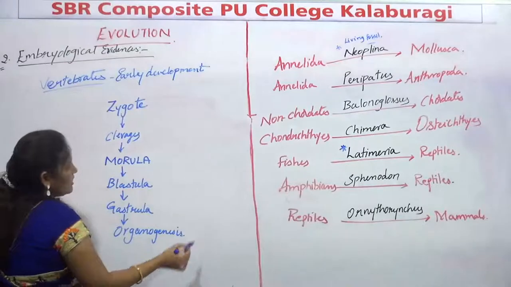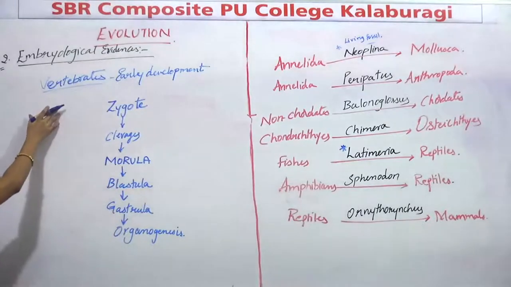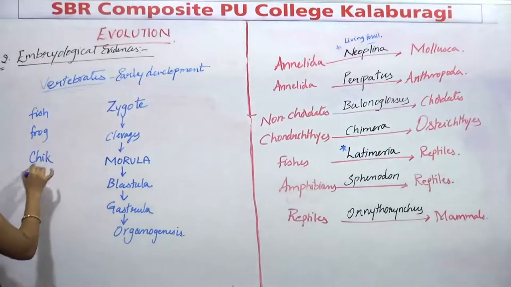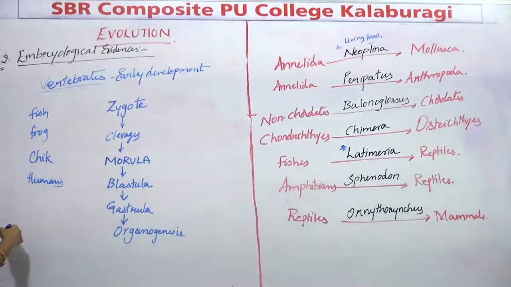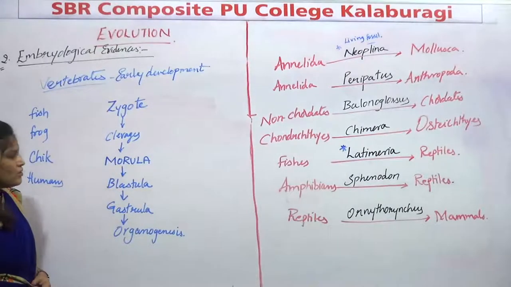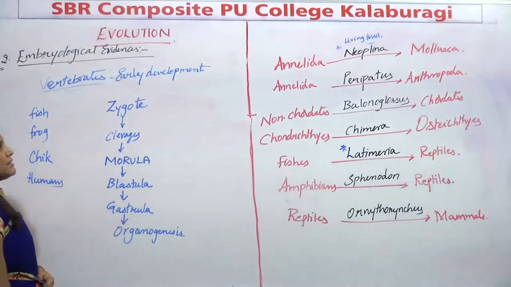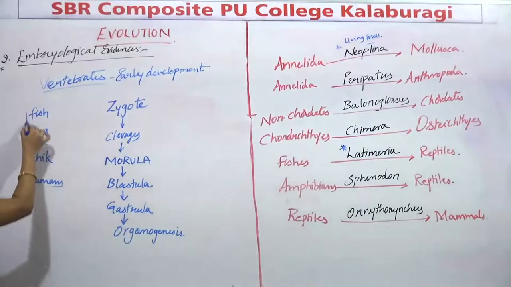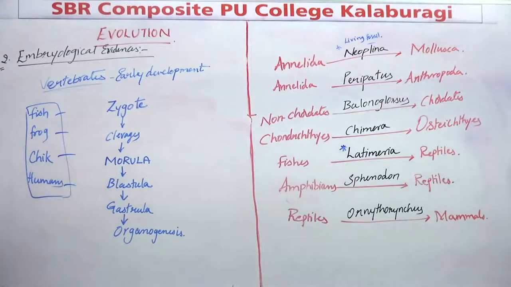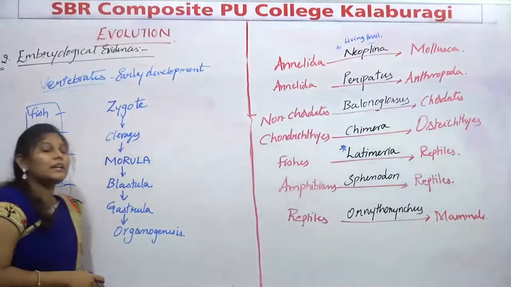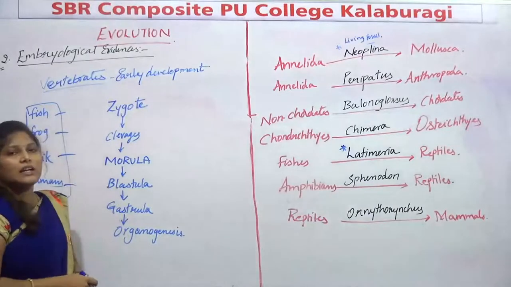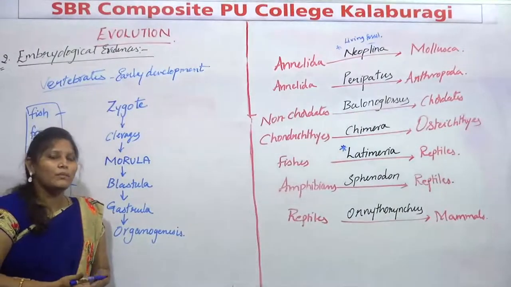Organogenesis. Okay? If you observe the pattern of embryonic development, either in case of fish or frog or chick or human beings, the same pattern of development we can observe. Zygote develops into morula, morula to blastula, blastula to gastrula, and then organogenesis will take place. The same pattern we can observe even in these organisms, whether belonging to Pisces, amphibia, reptilia, aves, or mammalia. The pattern of development is the same, that indicates that we all have a common ancestor. Is that clear? What does this embryological evidence state? That we all have evolved from a common ancestor.